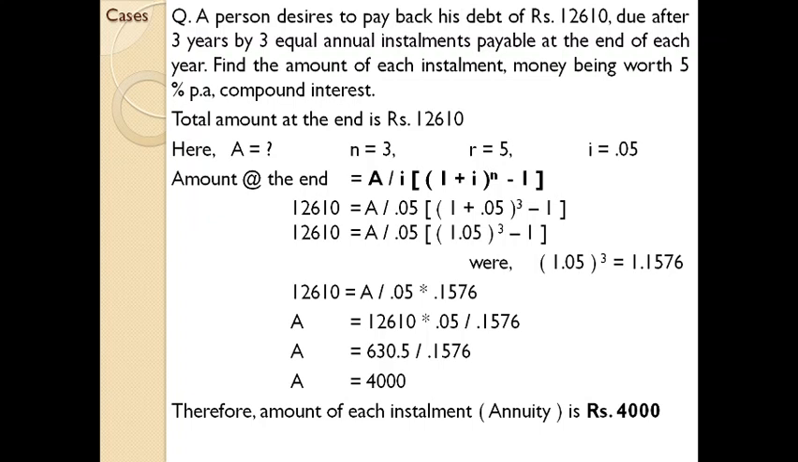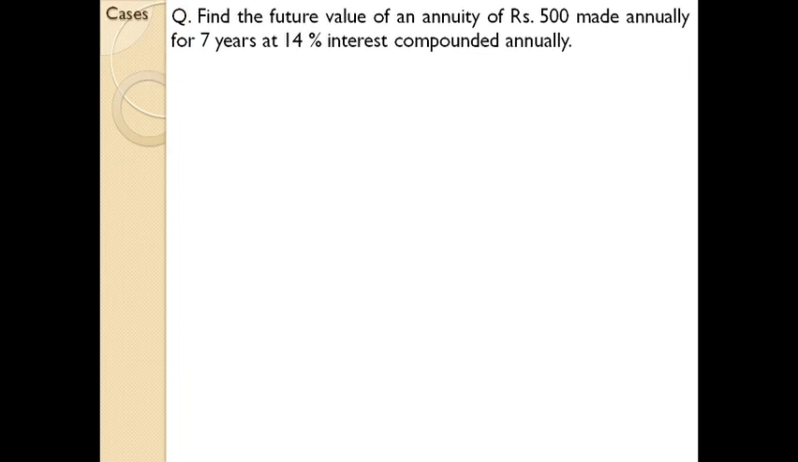So let's discuss the similar cases related to annuity. Next one: find the future value of an annuity of rupees 500 made annually for 7 years at 14% interest compounded annually. You are asked to find the future value of an annuity of rupees 500 made annually for 7 years at 14% interest compounded annually.